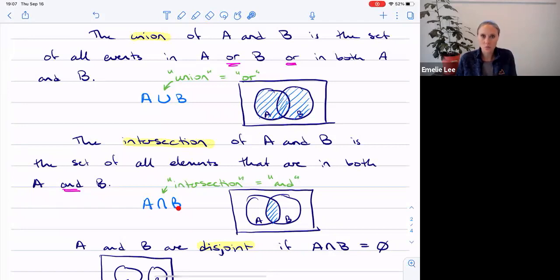I use those words just because it helps me remember that if I have an intersection, then it needs to be in both. So if it has to be in A, well, that's in this big circle here, the A circle, but it also has to be in the B circle at the same time. So the only area where that happens is this midsection, the shared overlap.